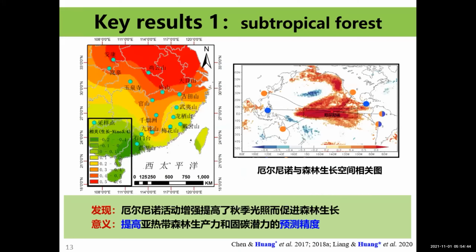We found this evidence can be extended from southeast China to central China, which is the northern boundary of subtropical forest. That means our findings can be applied to the whole subtropical China forest area.